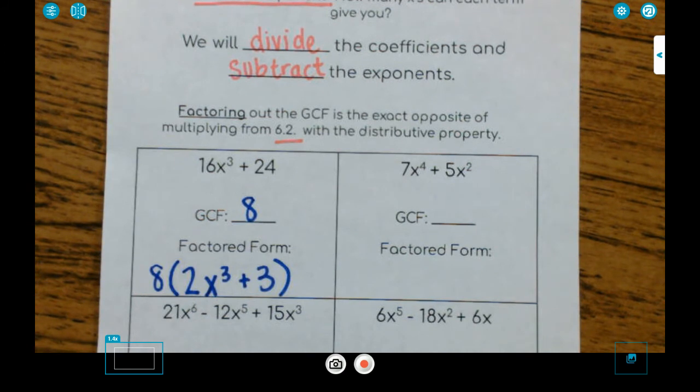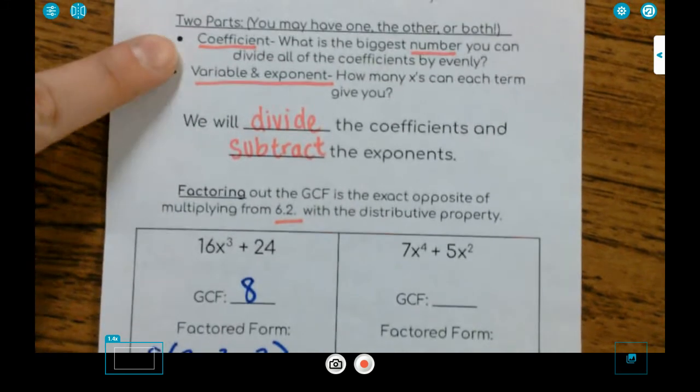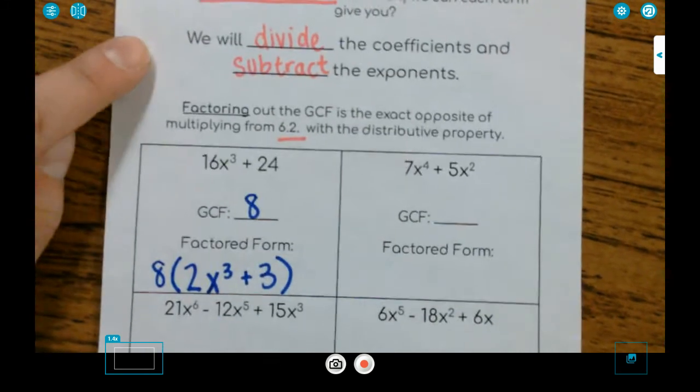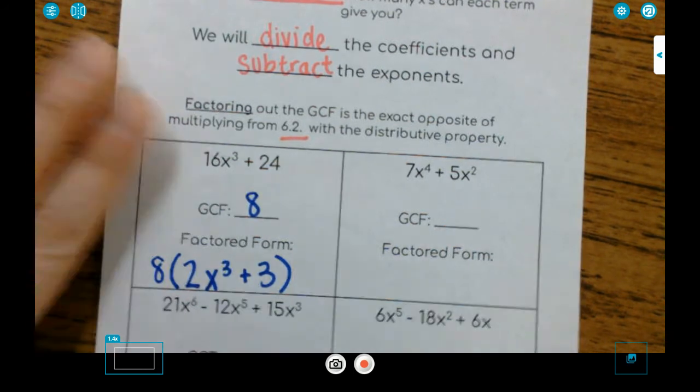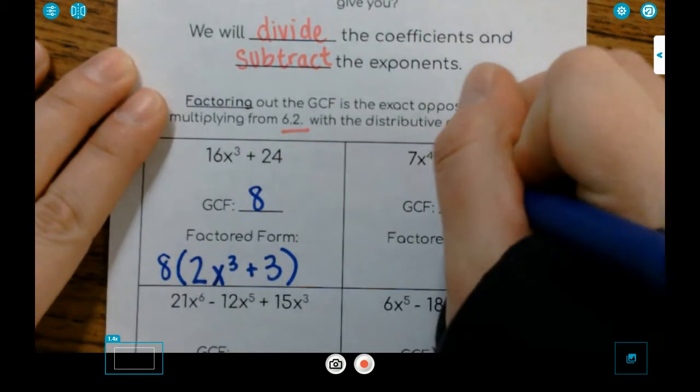So this one doesn't have a coefficient part, but it is going to have a variable and exponent part. X to the 4th means x times x times x times x, 4 of them. X squared means x times x. We can take however many the one with the least has. So since that last term just has 2, that's how many we can take. So our GCF here is x squared.